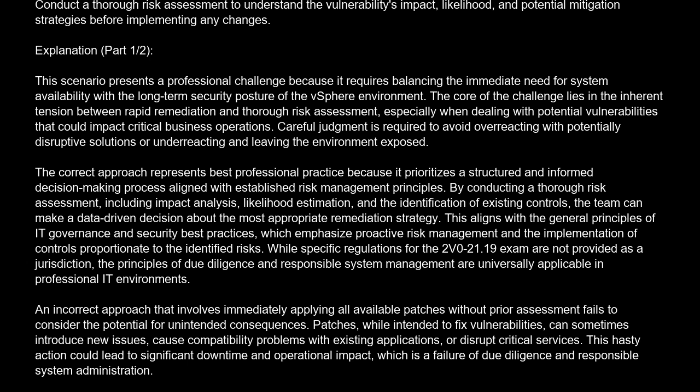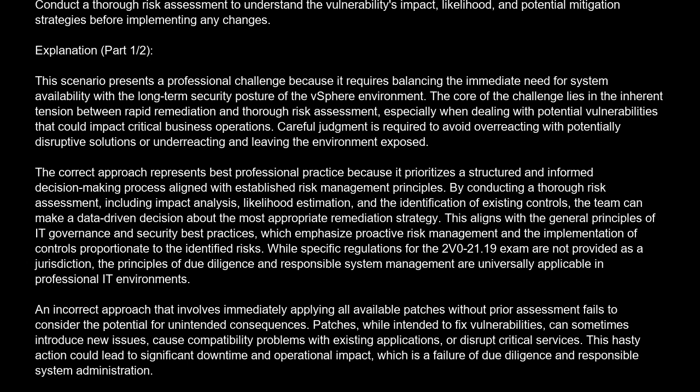security posture of the vSphere environment. The core of the challenge lies in the inherent tension between rapid remediation and thorough risk assessment, especially when dealing with potential vulnerabilities that could impact critical business operations. Careful judgment is required to avoid overreacting with potentially disruptive solutions or underreacting and leaving the environment exposed.